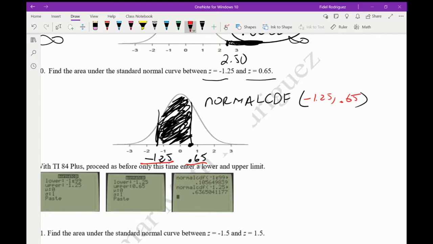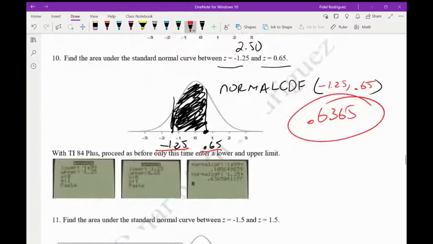All right, so I'm going to go second bars, normal CDF, and I said negative 1.25, comma, 0.65. And when I hit enter, I'm coming up with a 0.6365. And we're done, right?